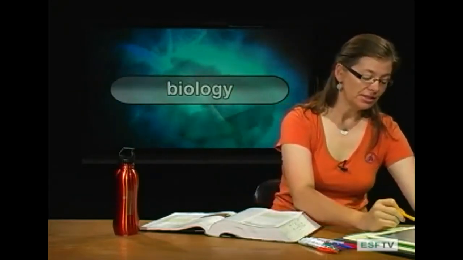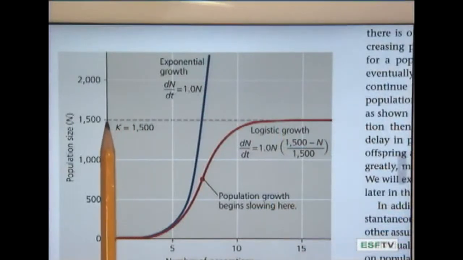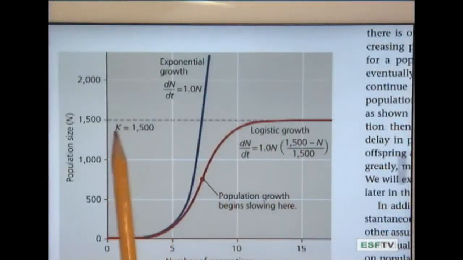The limiting resources is represented by K here. K is what is called the carrying capacity. An ecologist defines this carrying capacity as the maximum population that a particular habitat can actually support. You see on here, the number of generations on the x-axis: 0 generations, 5 generations, 10 and 15.